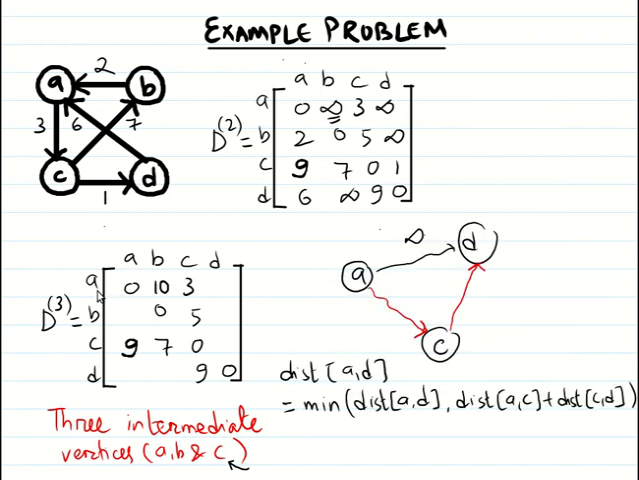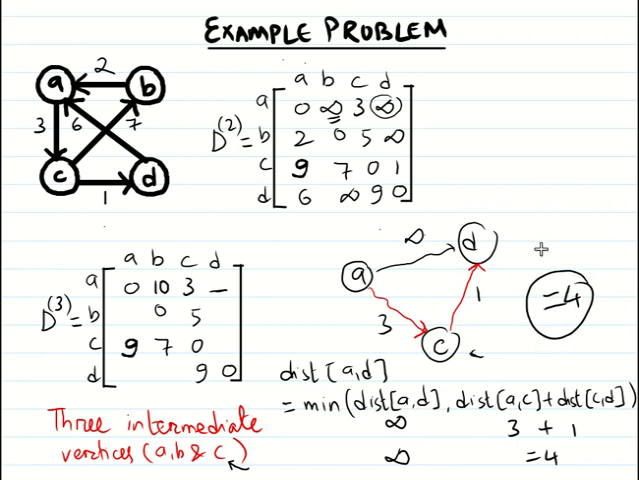Now let's calculate the distance from A to D. A to D is infinity, no direct path. So distance from A to D as of now was infinity, right? Now if I introduce C as an intermediate, A to C is 3 and C to D is 1. So 3 plus 1 is 4 and this is infinity, right? So which one is minimum? Minimum is 4. So the new distance from A to D would be 4, via C. Alright, so I get a new update here.